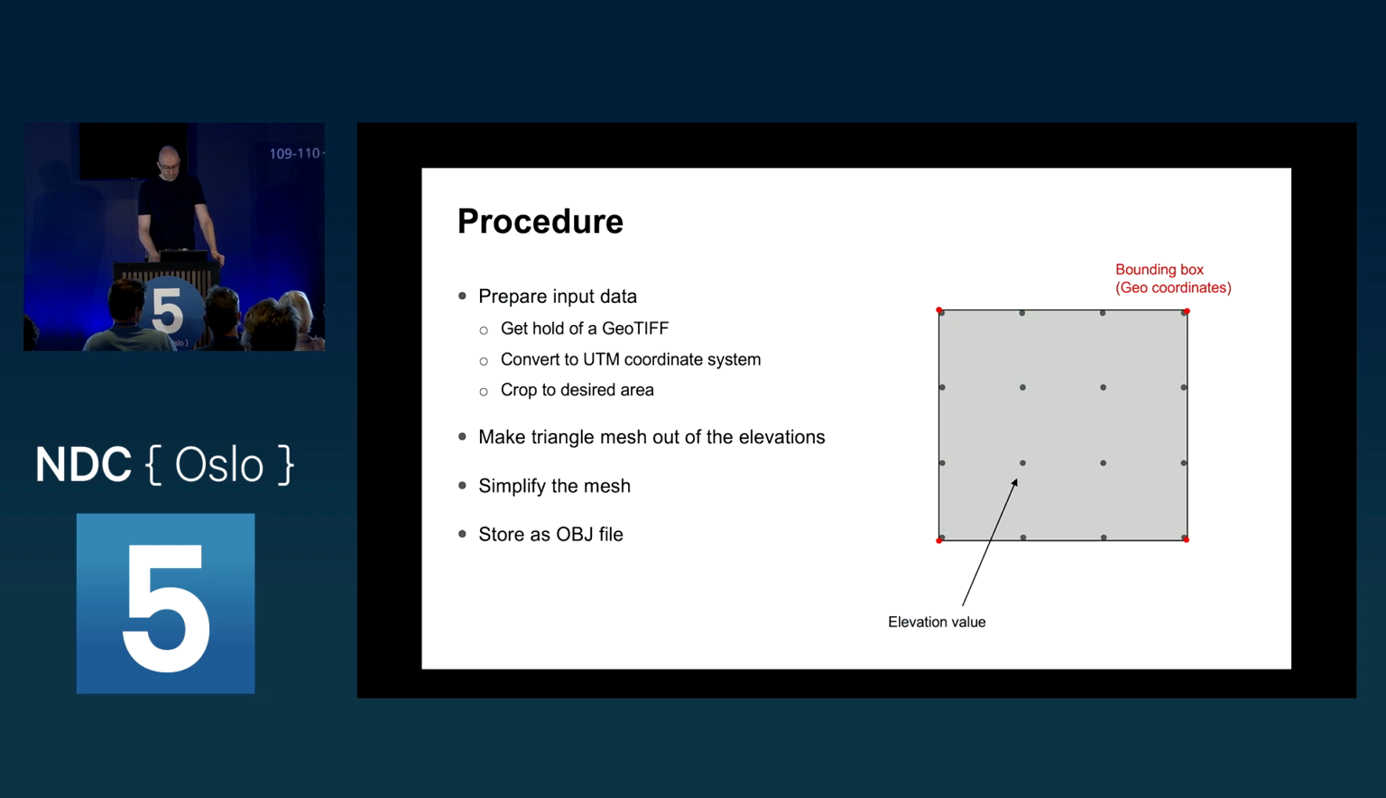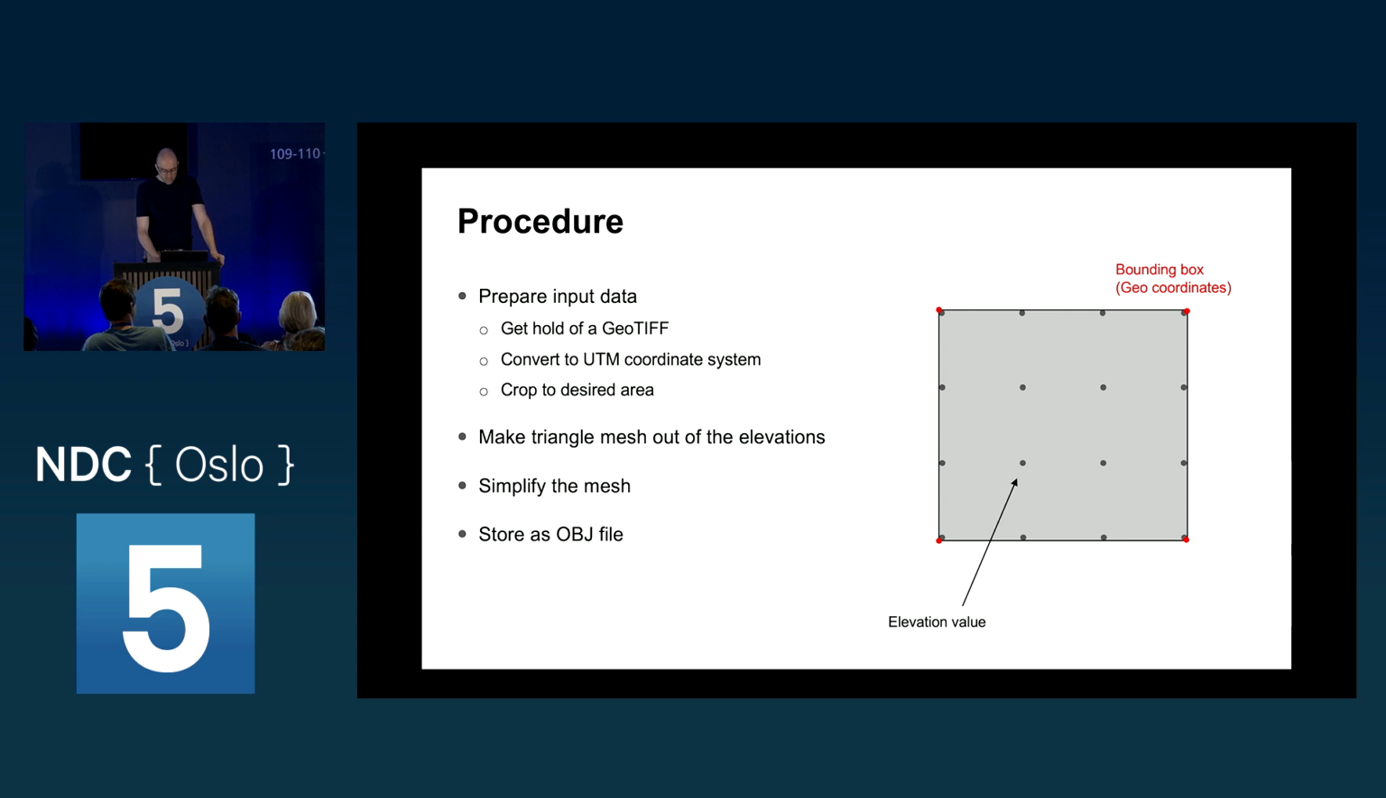So what do we do? Well, we need to prepare the input data. Get hold of a GeoTIFF from the providers, convert from any other system to the UTM coordinate system you are working on, like for your project, and crop to the desired area if the data aren't already cropped. Then we need to make a triangle mesh out of those elevations. I would deeply recommend that you simplify the mesh to reduce the triangle count. I'll show that in a moment. And you can, for example, store it as an OBJ file. That's basically just a mesh format that's simple.